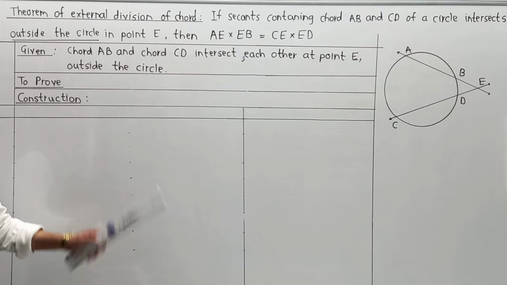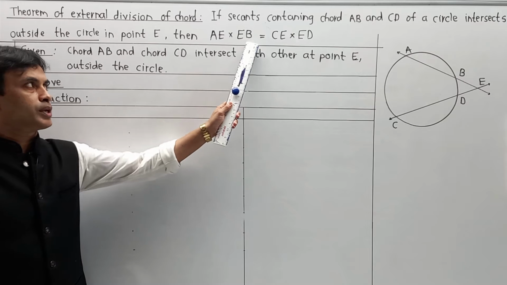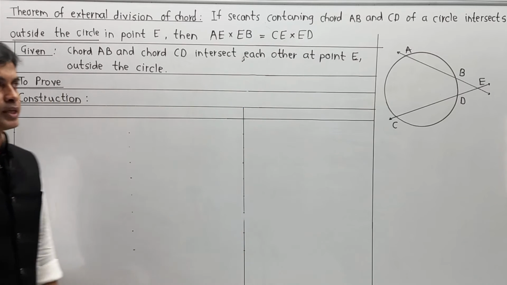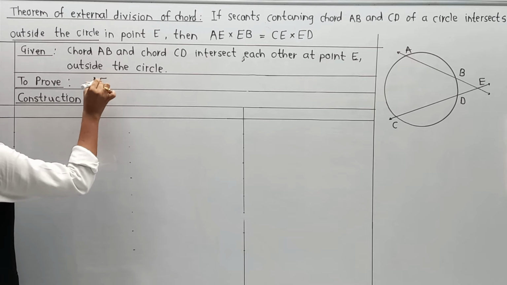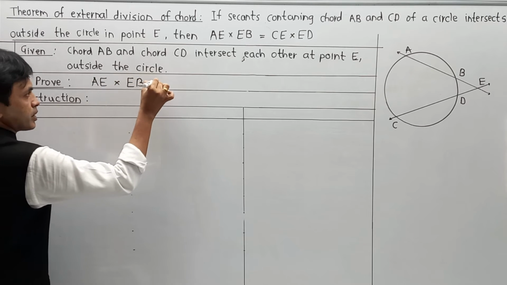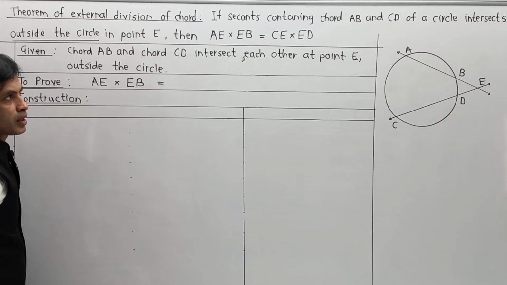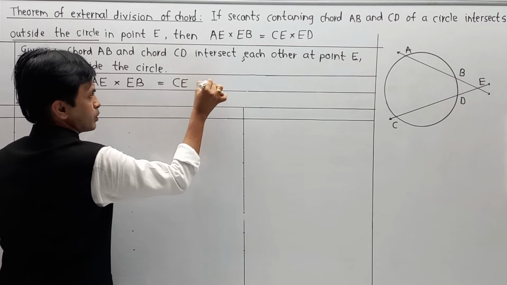Now, as per their condition, we have to prove AE into EB is equal to CE into ED. So, I am going to write the part to prove: AE into EB is equal to CE into ED.